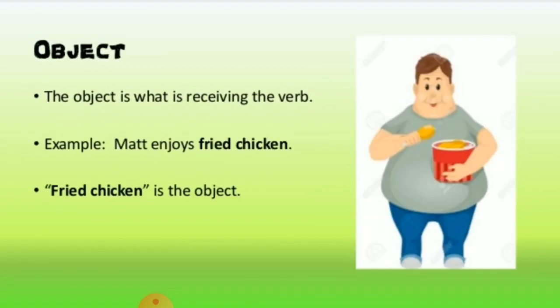Now let's see what is an object. The object is what is receiving the verb. Example, Matt enjoys fried chicken. Matt enjoys what? Fried chicken. So, fried chicken will be your object because it is the receiver of the action.